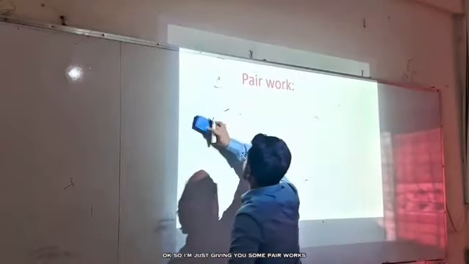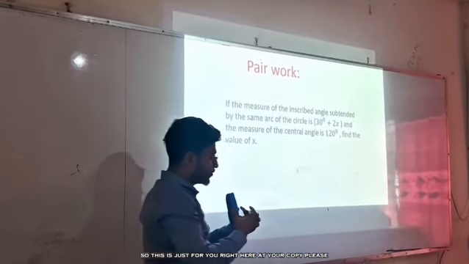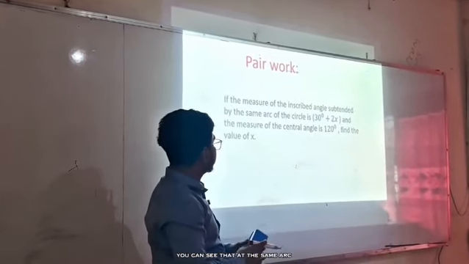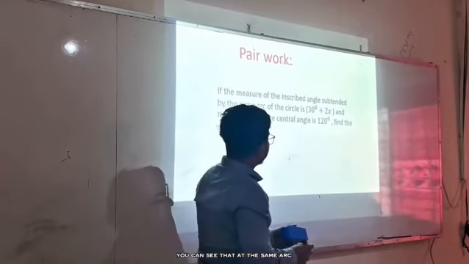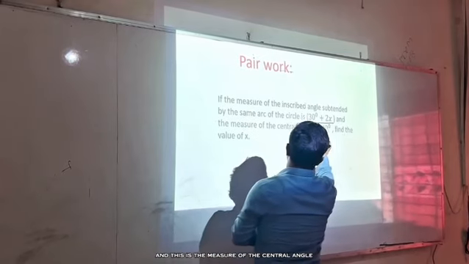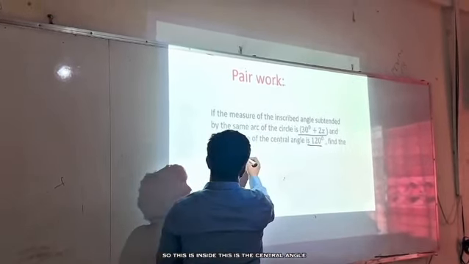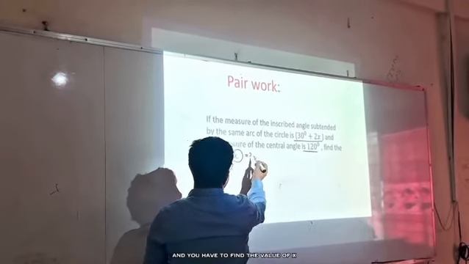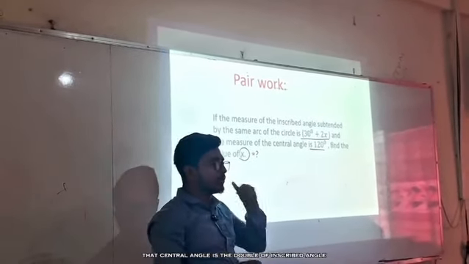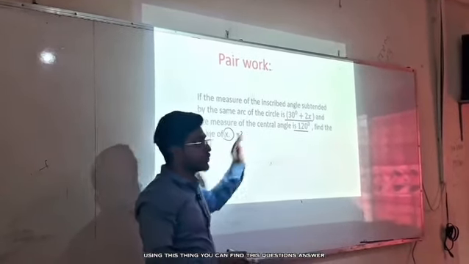So I'm just giving you a clearer one. This is tough for you, right? You can copy this. So here in this picture you can see that on the same arc, this is the inscribed angle and this is the measure of the central angle. You have to find x below. You know that the central angle is double the inscribed angle, so using this claim you can find the answers to these questions.